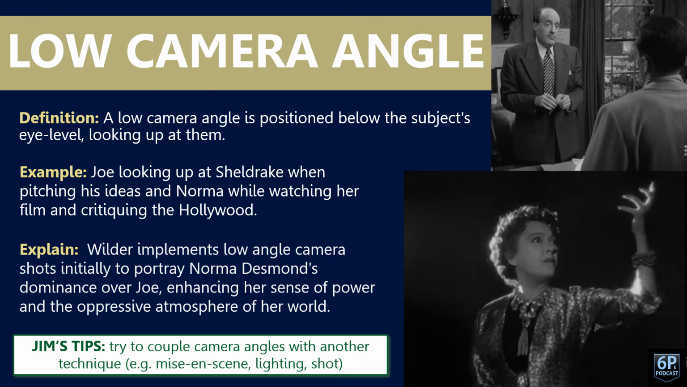The opposite of a high camera angle is a low camera angle, which is positioned below the subject's eye level, looking up at them. We've got Joe looking up at Sheldrake when pitching his ideas, and Norma while watching her film and critiquing Hollywood. The first one's, I guess, an over the shoulder shot as well, you could say. The explanation: Wilder implements low camera angle shots initially to portray Norma Desmond's dominance over Joe, enhancing her sense of power and the oppressive atmosphere of her world.